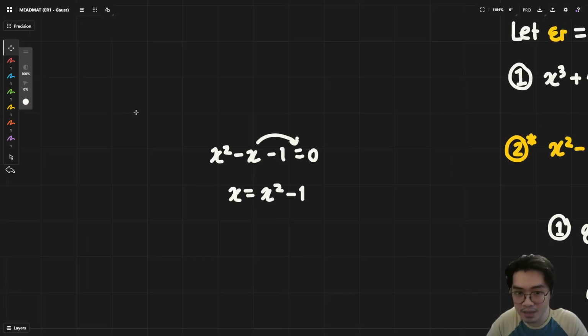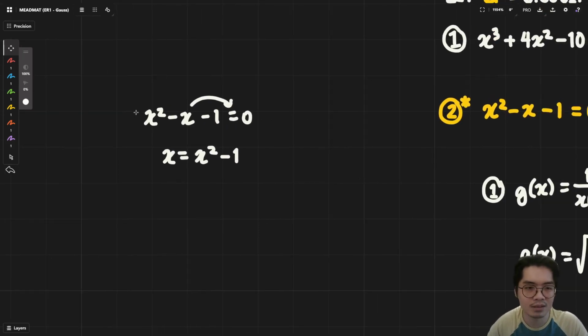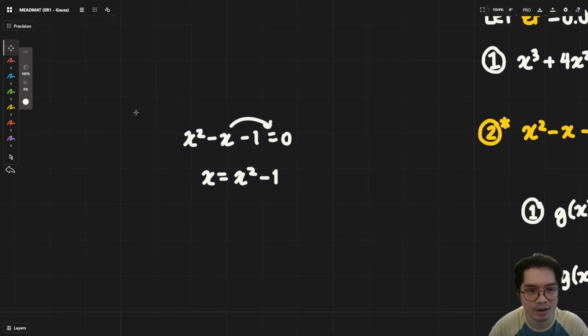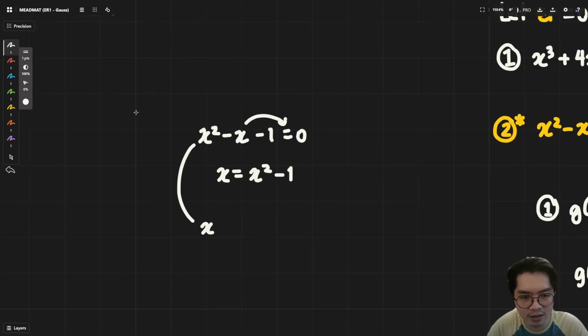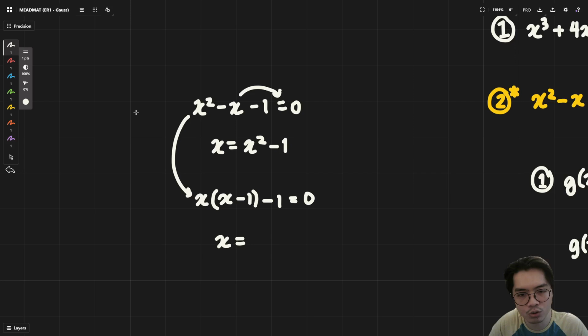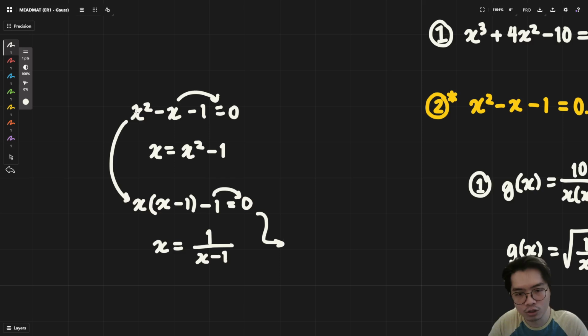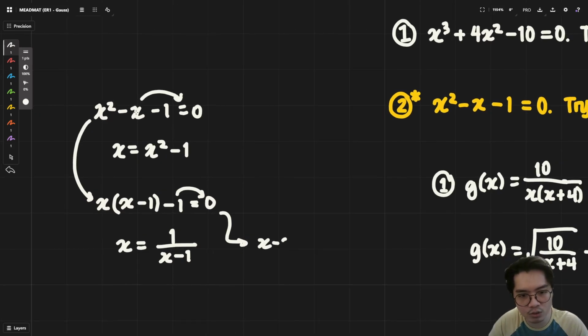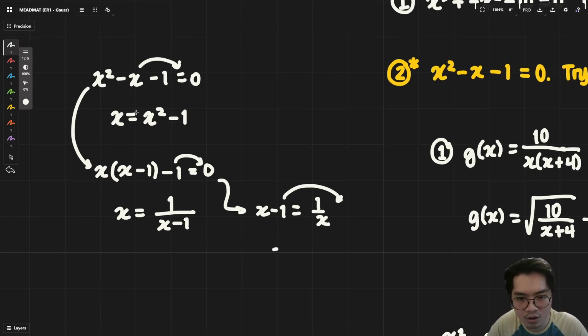Maybe that'll work, right? But let's have a little bit more. In here, we can extract an x. There you go. And you will now have x is equal to, you put this to the other side, 1 all over x minus 1. That's possible, right? And also, what you can do in here is x minus 1 is equal to 1 over x. So what you can do is just put the 1 to the other side.